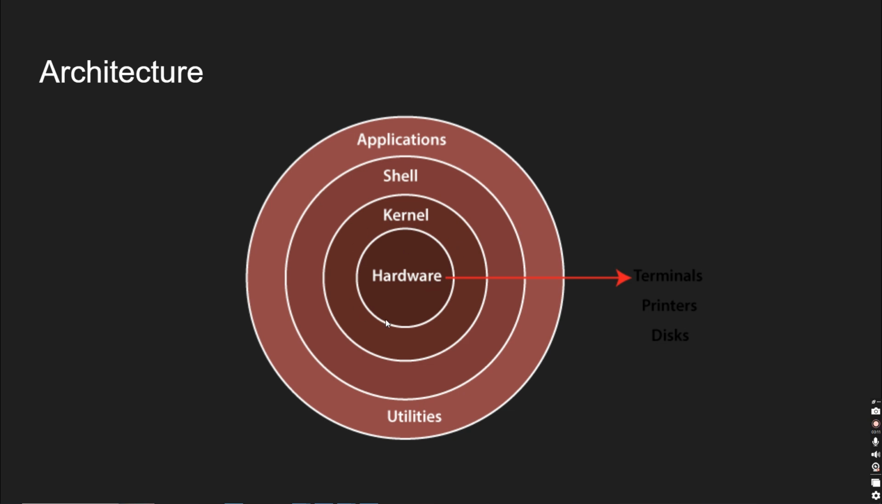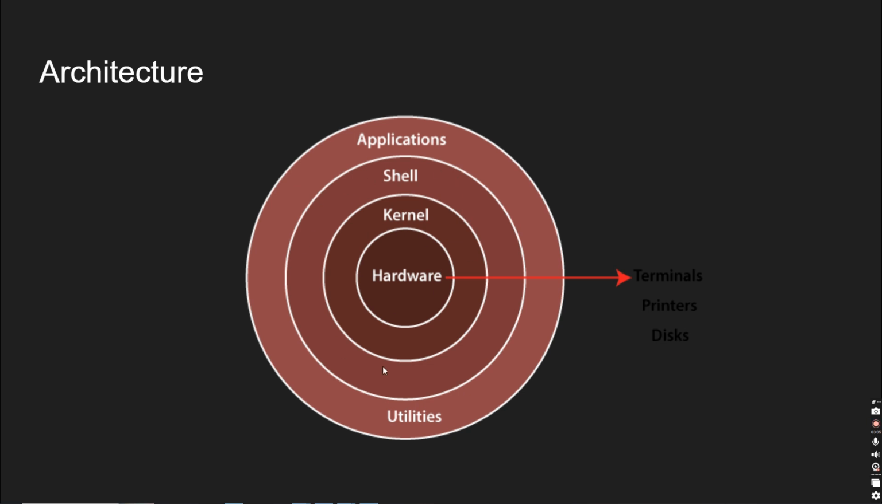At the center we have hardware, and on top of that we have the kernel. The hardware is the physical machine that you see, a computer with RAM, processor, everything. The first software component, the operating system component, is the Linux kernel. This is the central core of the operating system.